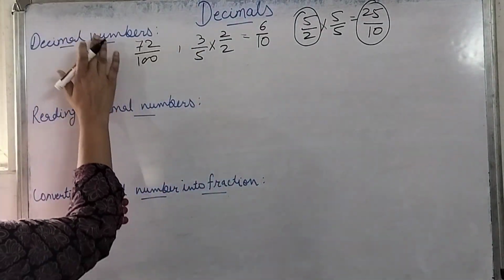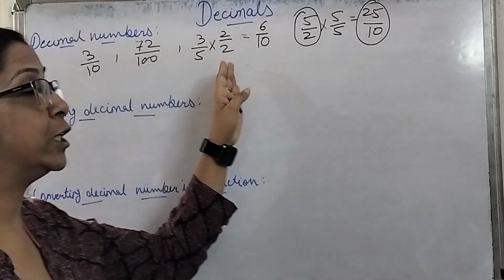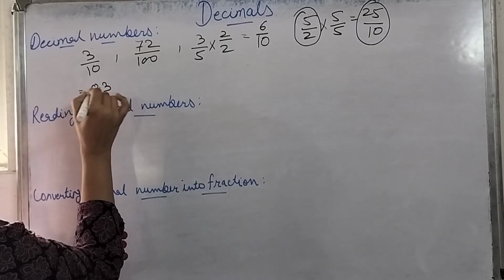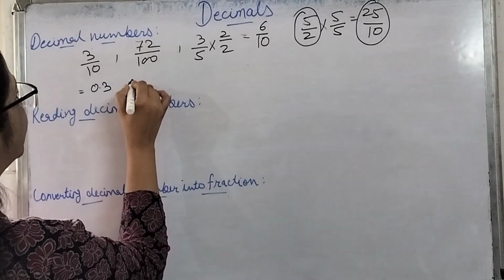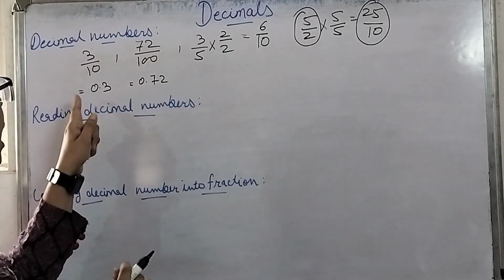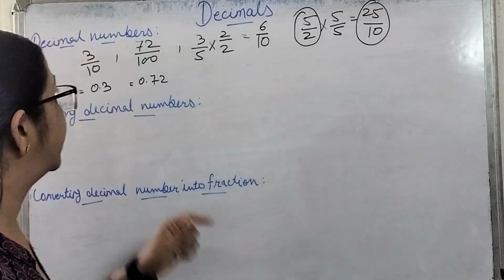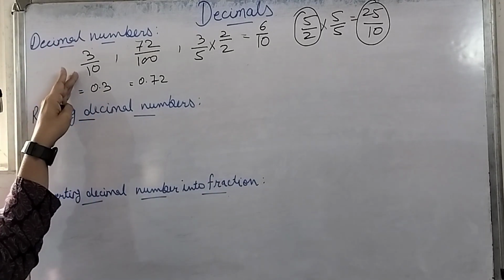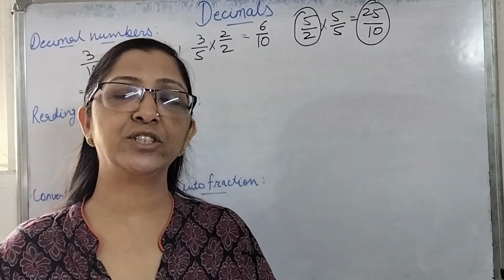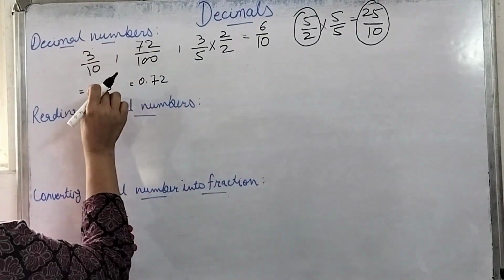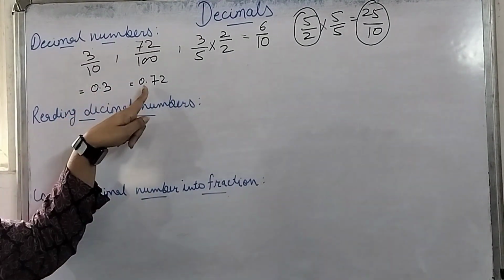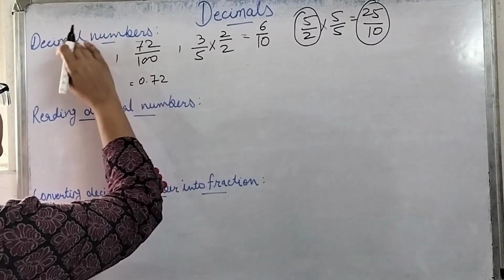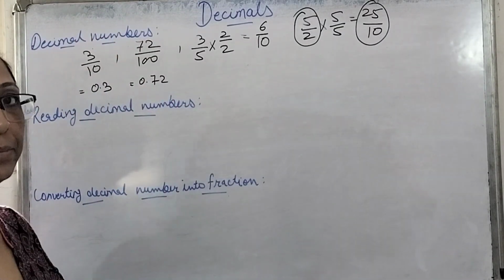Now, let's see how we can convert these decimal fractions into decimal numbers. We know that 3 upon 10 could be written as 0.3, and 72 over 100 could be written as 0.72. How we can write these, we will be learning, but 3 upon 10 in decimals can be written as 0.3. So what we are doing is basically converting the decimal fractions into a shorter form by placing a dot, which is known as the decimal. By putting the decimal at the proper place, we are converting the decimal fractions into decimal numbers.